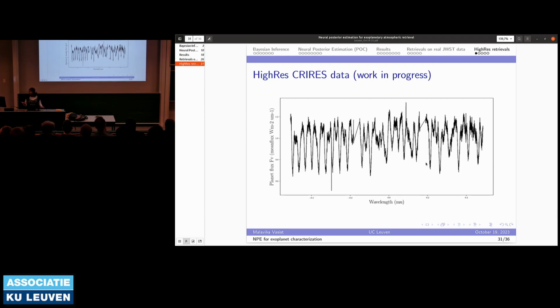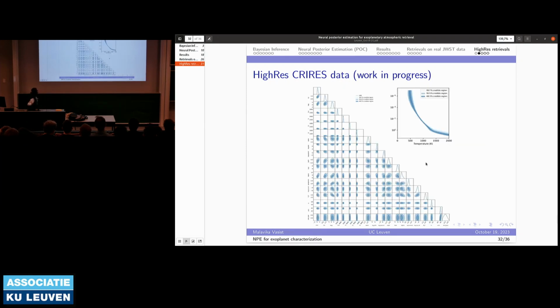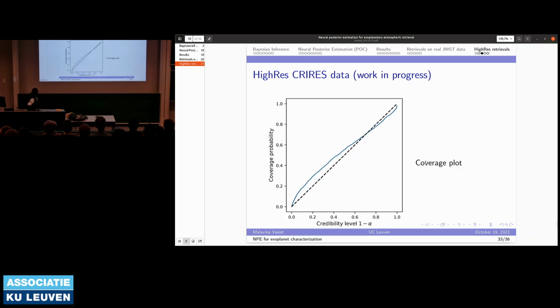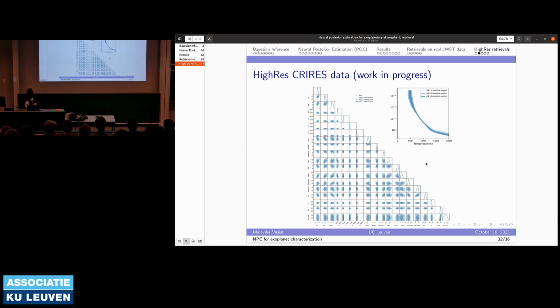So this is the CRIRES data that I received, and it's really just one band of one detector, because I think there are like 7 detectors and 3 bands in each detector, but I started with 1. And this is the corresponding retrieval I have so far. I'm also trying it on simulated observations. I don't have it on the slides right now, but this model did well on simulations, so I used it for the actual data to see what I get, and this is what I get.